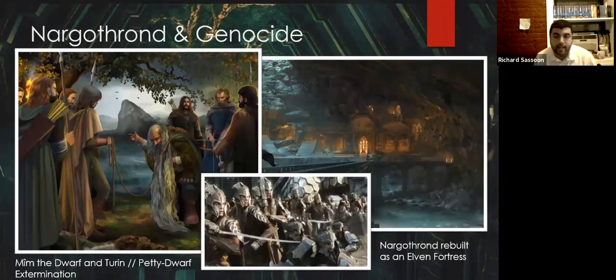Nargothrond, you can see in the upper right-hand side, is a massive cave structure. Now, Nargothrond was built by the petty dwarves. We said that these were the dwarves that were expelled from the other clans, and they made their way further west in order to avoid death at the hands of other dwarves. They decided to build a cave at Nargothrond, and at that point is when they encountered the elves. Not much is written about how the encounter between the petty dwarves and the elves went, other than that the elves committed a massive genocide against the petty dwarves. They were practically all exterminated.